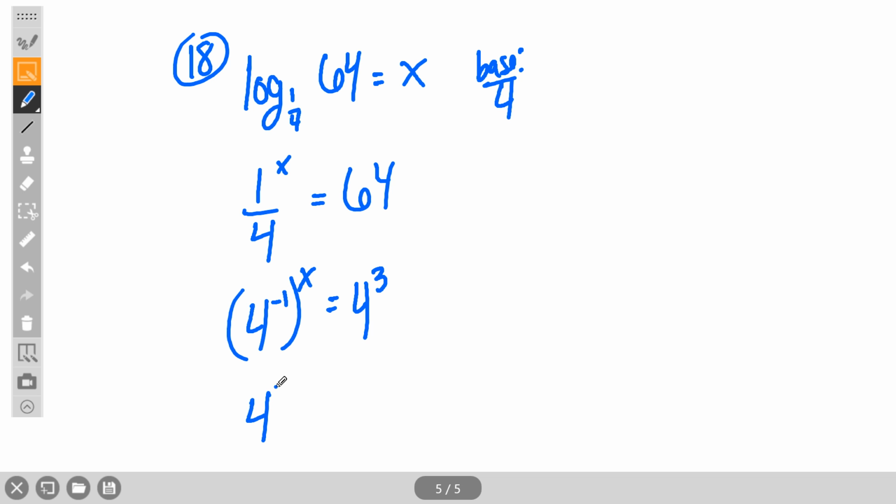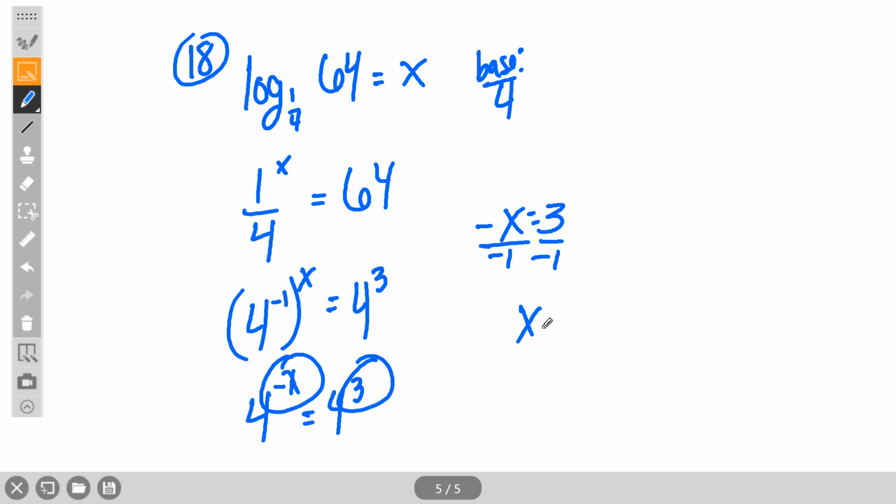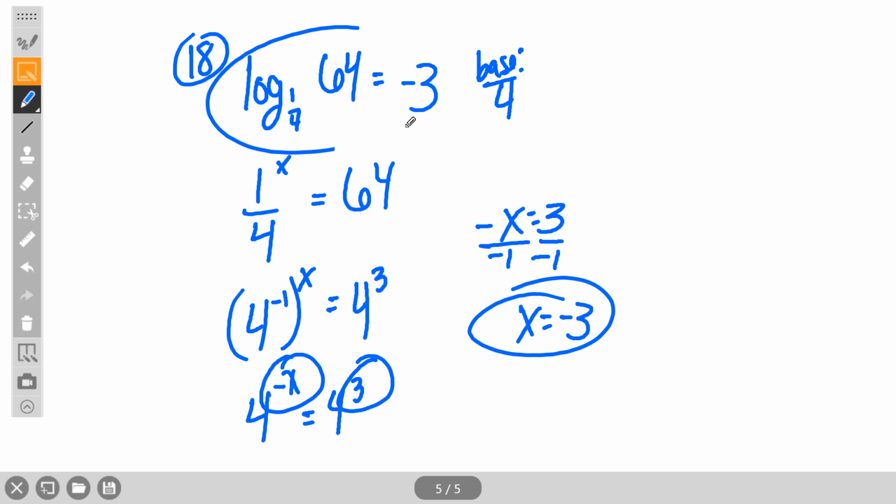So multiply, 4 to the negative x equals 4 to the third. Now that the bases are the same, we can set the exponents equal to each other. Negative x is equal to 3. Divide by negative 1, x is equal to negative 3. So the value of log with a base of 1 over 4 of 64 is negative 3.